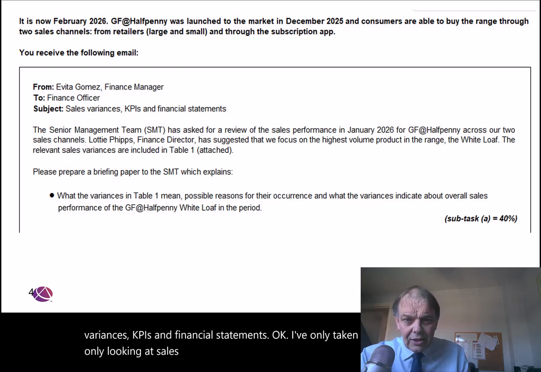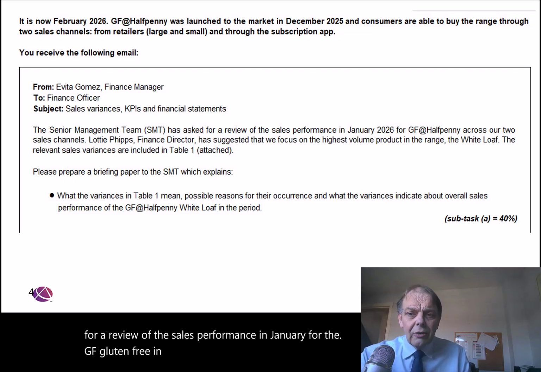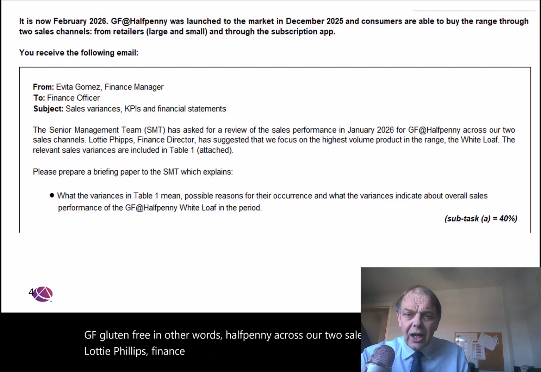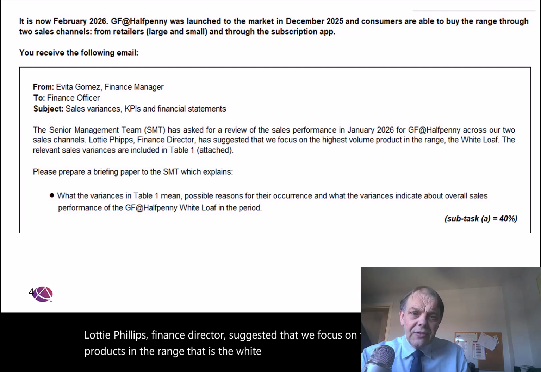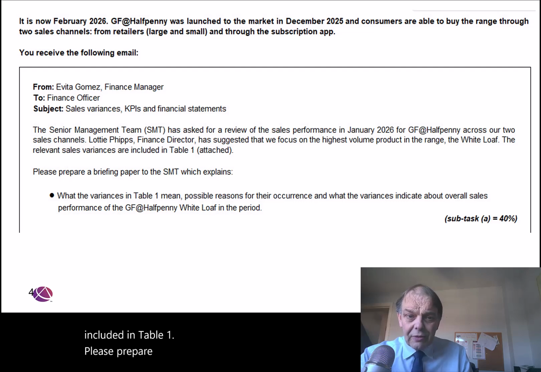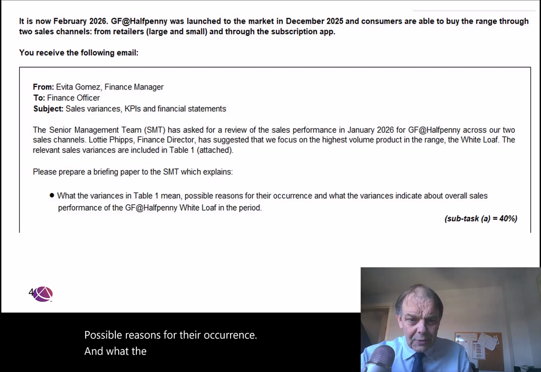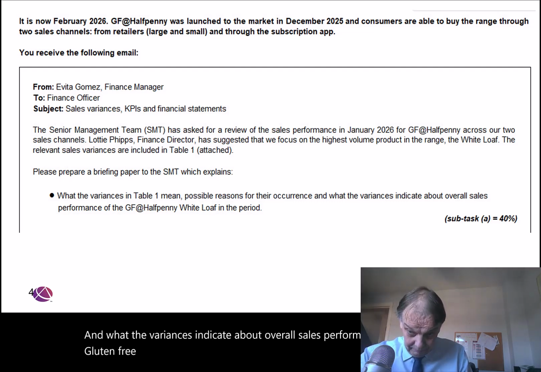Senior management team have asked for a review of the sales performance in January for the GF, gluten-free in other words, Halfpenny across our two sales channels. Lottie Phillips, the finance director, suggested that we focus on the high volume products in the range, that is the white loaf. The relevant sales variances are included in Table 1. Please prepare a briefing paper which explains what the variances mean, possible reasons for their occurrence, and what the variances indicate about overall sales performance of the gluten-free white loaf in the period.